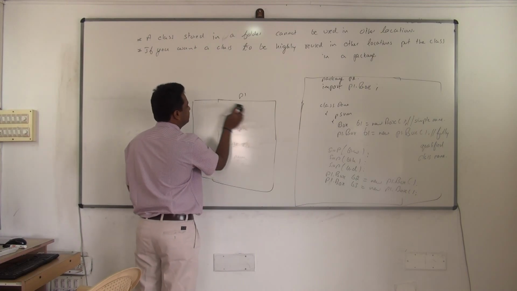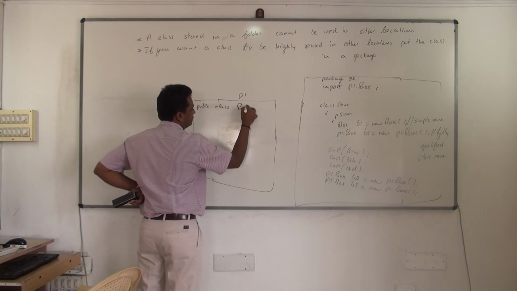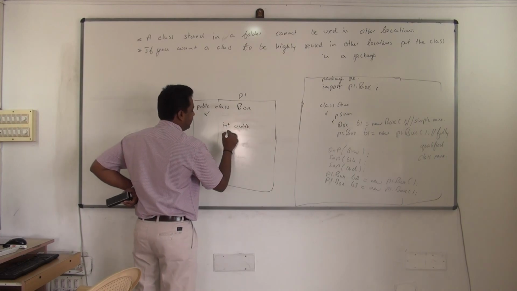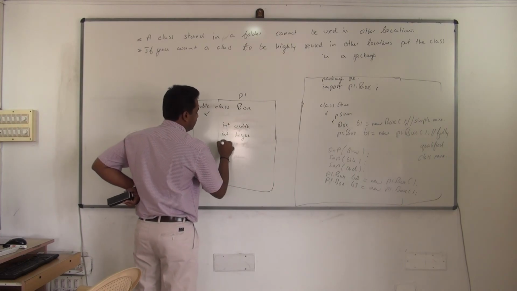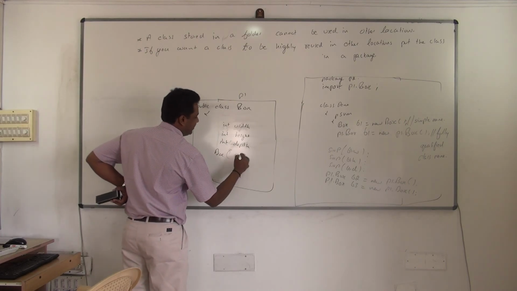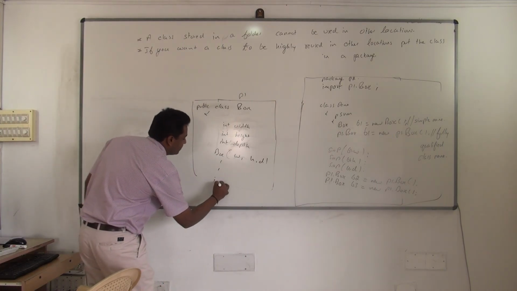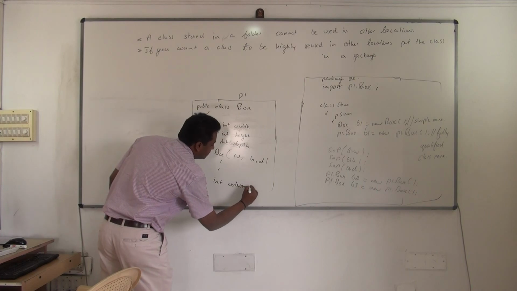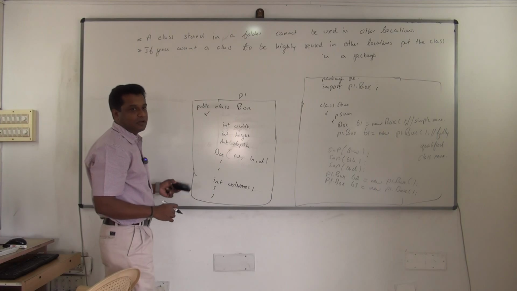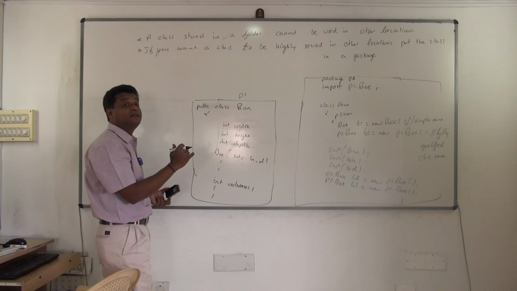One second, I'll write it neatly. int width, int height, int depth. Then you'll have your constructor. I'll write it in shortcut, just understand. Then you'll have the volume method. These are the members of the class Box, which has to be accessed in another class in another package.